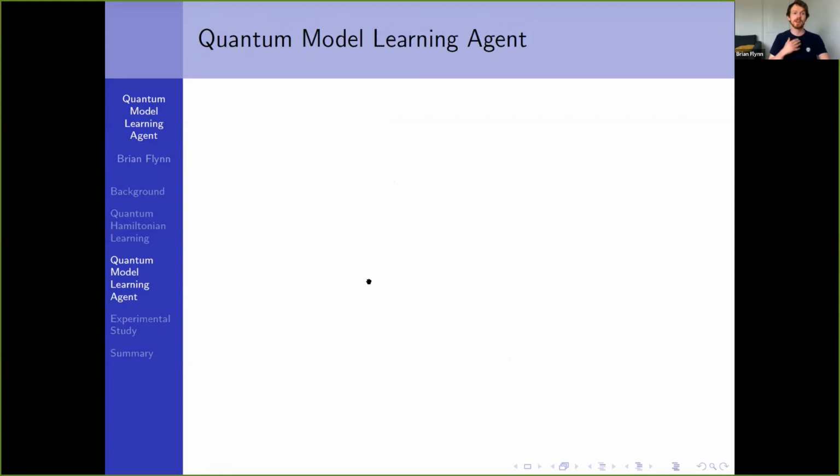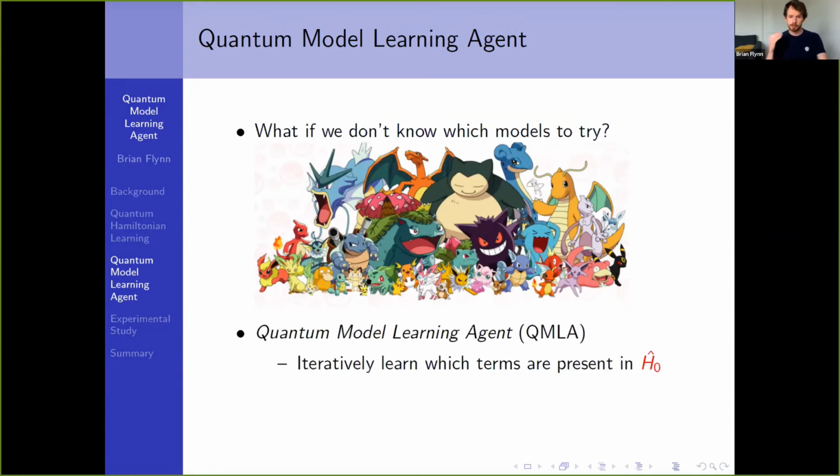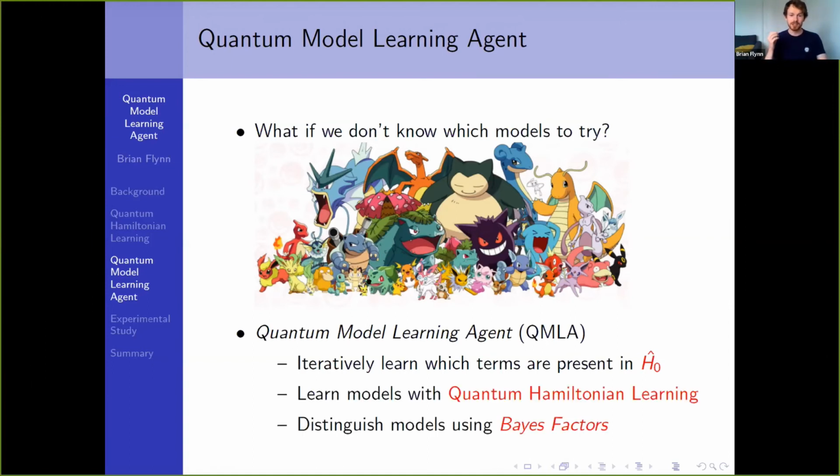Okay, so then the very next question should be, well, which subset? Supposing I don't know which models or which subset to try, there's this entire zoo of models available to me. Where do I start? Okay, so finally we're at the point where I'm ready to go through the QMLA protocol in all of its steps. All of that was motivation or to set the scene for what I'm about to say. And the idea again is we're going to iteratively learn the terms that are present in H0. We're going to do that by learning individual models through QHL and distinguishing those models through their Bayes factors.